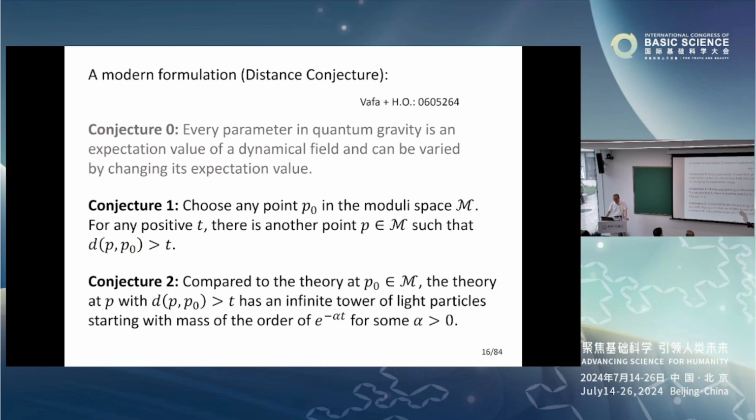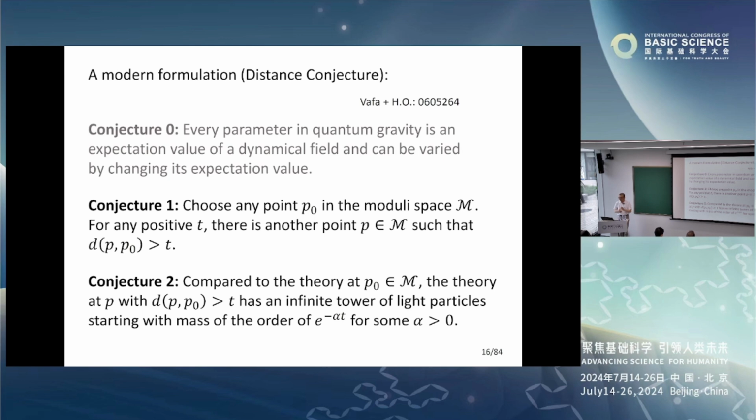One was that there is always an infinite distance direction, which more precisely says, in conjecture 1, that if you choose any point in the moduli space and any positive number, there is always another point where the distance is bigger than that number. And the second conjecture is that if you go in that direction, there is actually a tower of light particles.